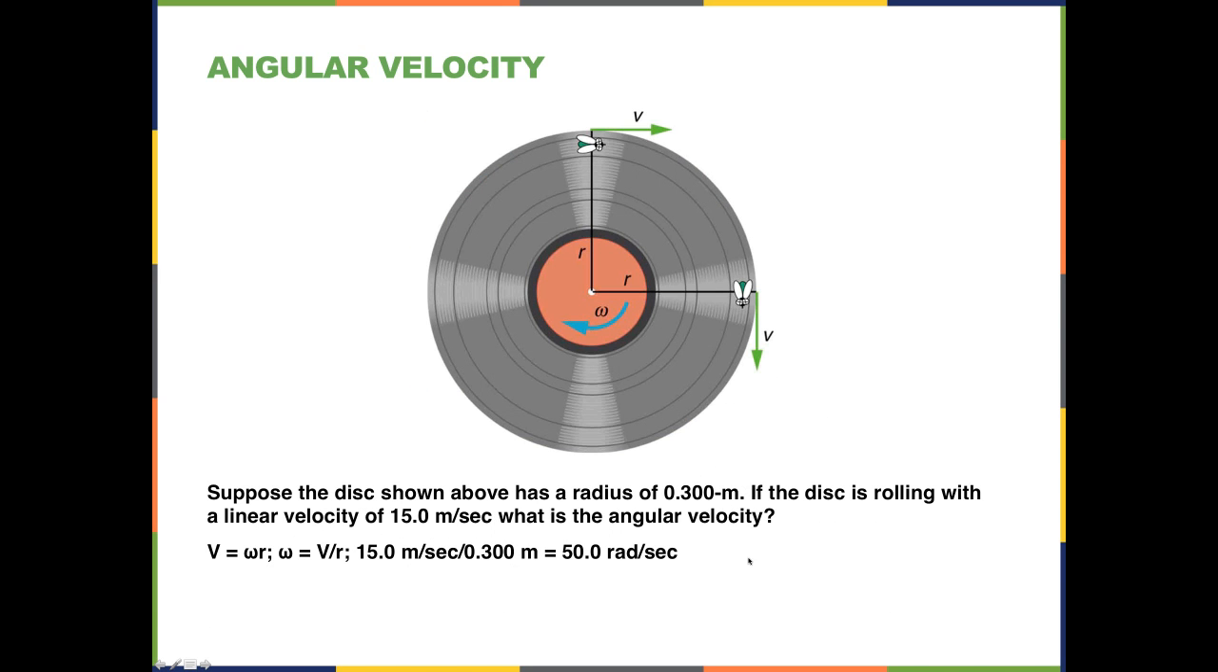Suppose a disc shown above, and you've got a fly that's sitting there riding on this disc, right at the radius, which is 0.3 meters. And the disc is turning with a linear velocity of 15 meters per second. What is his angular velocity? Well, here's the linear velocity. If you rearrange this so that the angular velocity is equal to v over r, you put the numbers in, you get an answer of 50 radians per second.